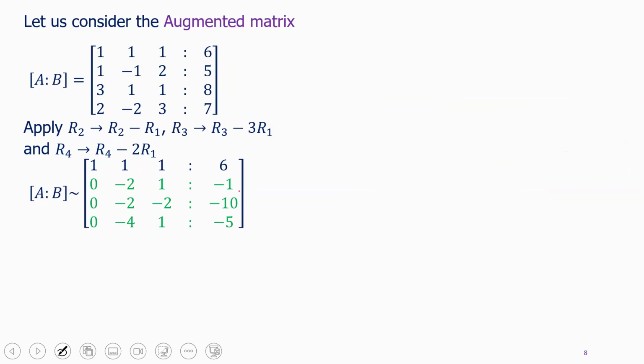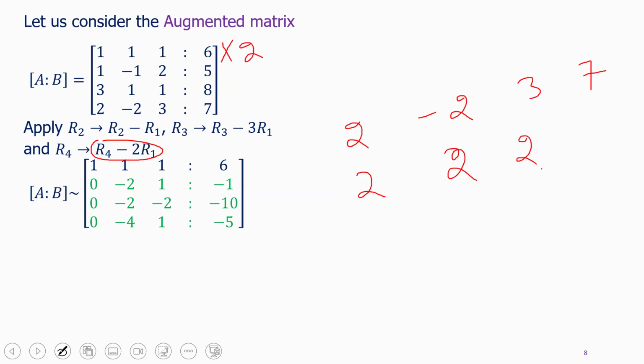Similarly, if we go to the fourth operation, R4 minus 2R1. So let's write down R4: 2, minus 2, 3, 7. And we have to multiply this by 2. So this will become 2, 2, 2 and 6 2s are 12. Let me subtract it. Minus, minus, minus and minus.